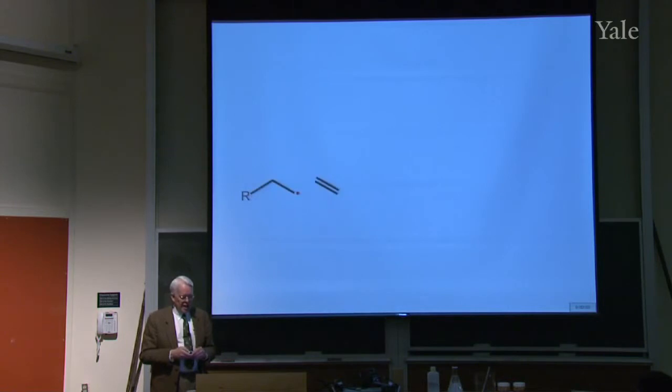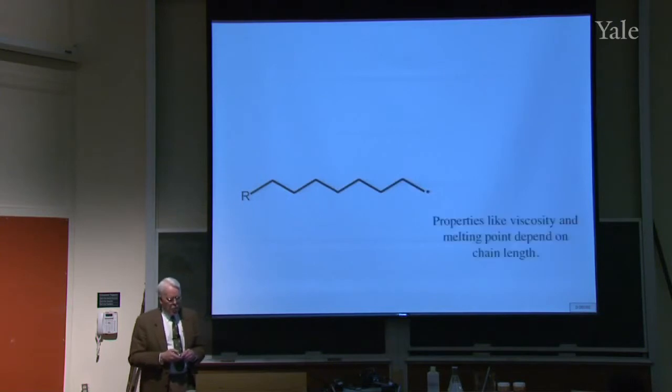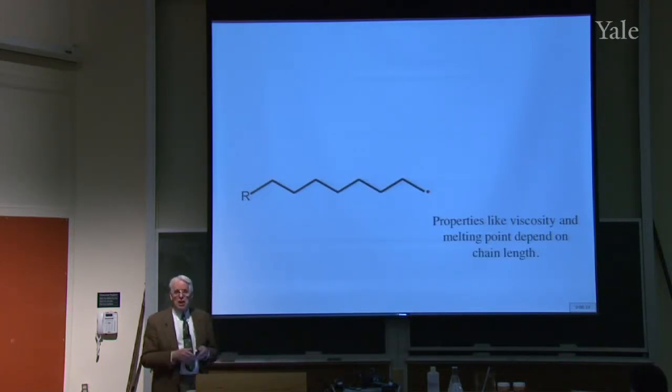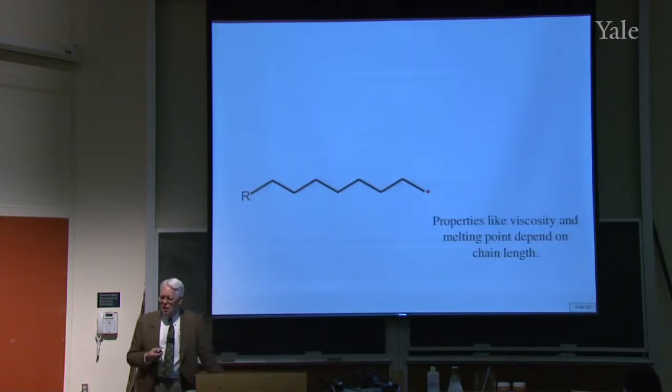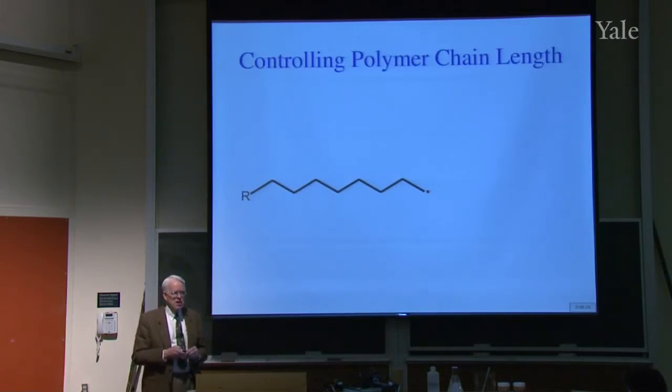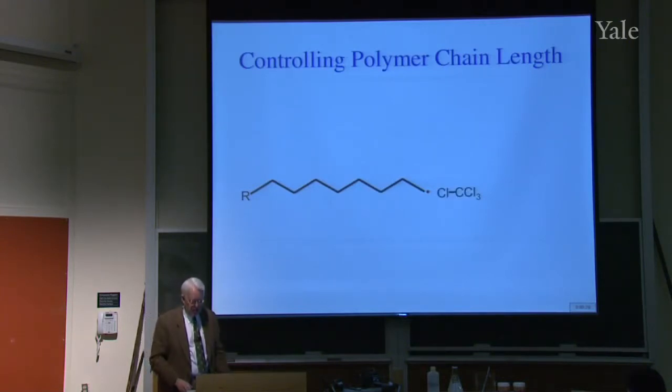Okay? Now, let's look at it again. We start polymerization going, fine, free radical polymerization. But we may not want it to keep going because properties of the polymer, like its viscosity, its melting point, depend on how long the chain is. We may want to control how long the chain is. How can we control the length of the chain? Right? One way to control the polymer chain length is to add a molecule like carbon tetrachloride. There are many such reagents, not just carbon tetrachloride. Okay, now the radical can attack the chlorine like this, right? And now you have a trichloromethyl radical and your chain is done, right?